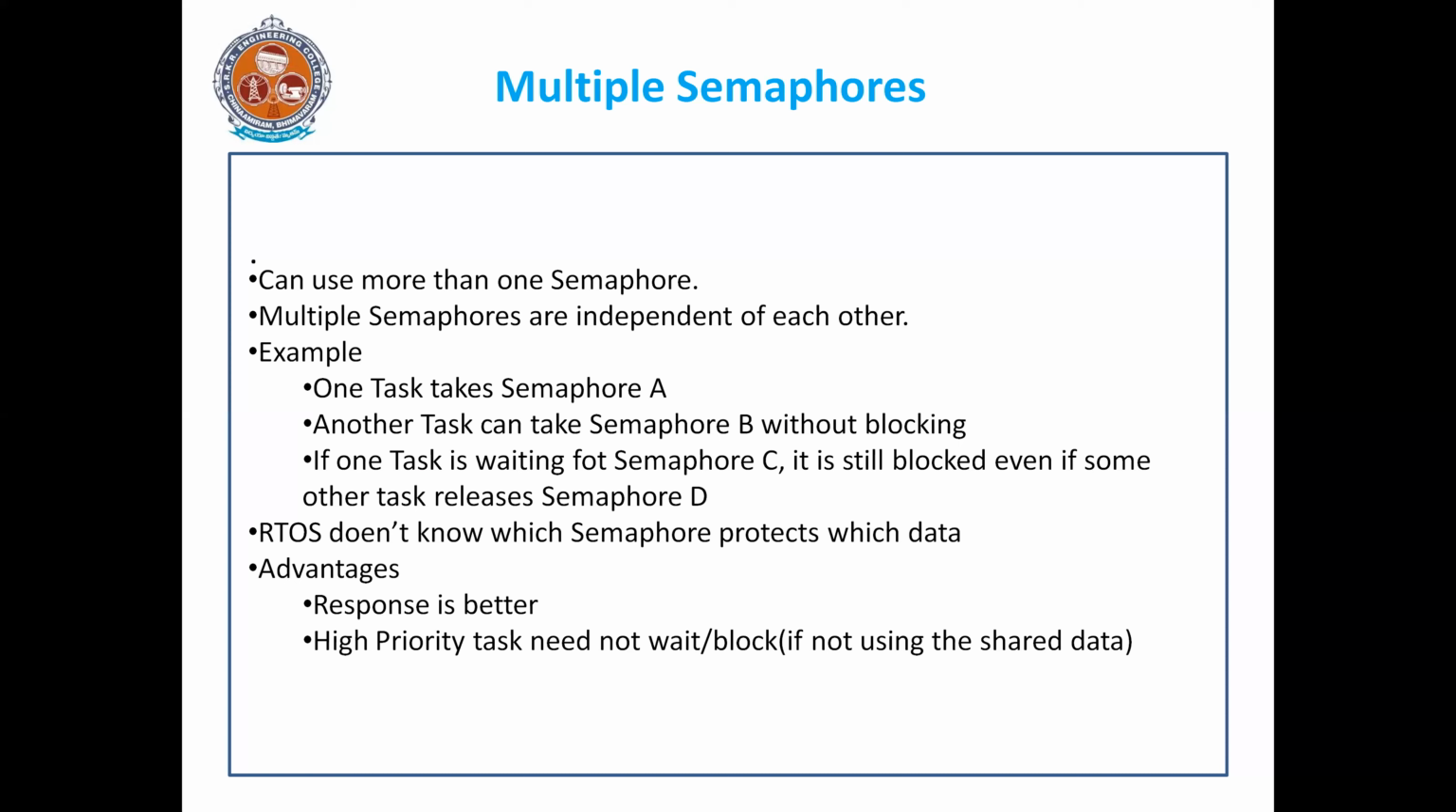Another advantage is that high priority tasks need not wait or block if they are not using the shared data. If it is not using the shared data, there is no need to block or wait the high priority task. The RTOS does not know which semaphore protects which data, so the user has to take care of all these details. So this is what is meant by multiple semaphores.